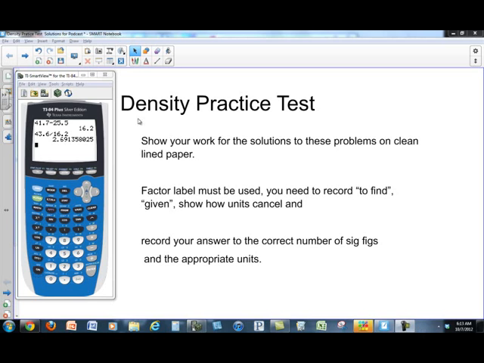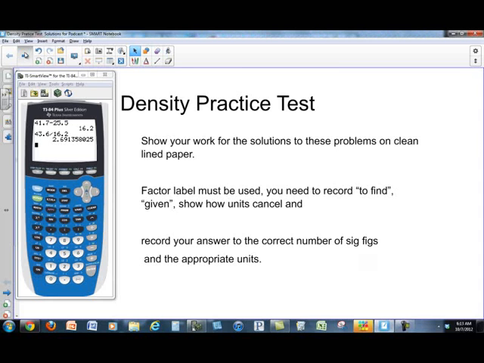Okay, in this podcast, I'm going to show you how I solve the problems that are in the practice test. So it's important that you show all your work for your solutions. You want to use a piece of clean line paper because that way I can see your work. Factor label has to be used. You need to record what you're trying to find, what you're given, and show how units cancel. And then you want to make sure you record your answers in the correct number of sig figs and that you have units both in your factors and in your answer. Alright, so let's get started.